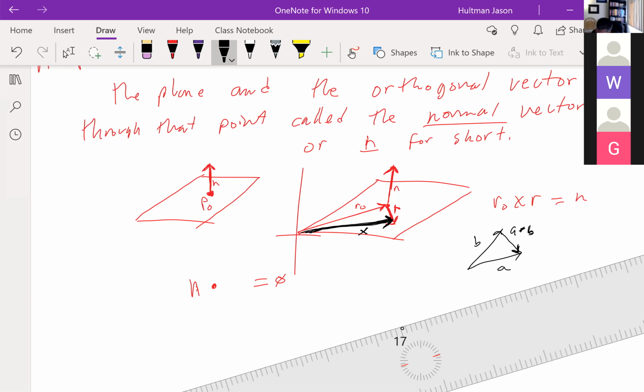So I know that this guy is X, X minus R naught equals R. Is that right? X minus, so A minus B is equal to R? Is it R naught minus X? Is it R? It should be. Let me think about that for a second.